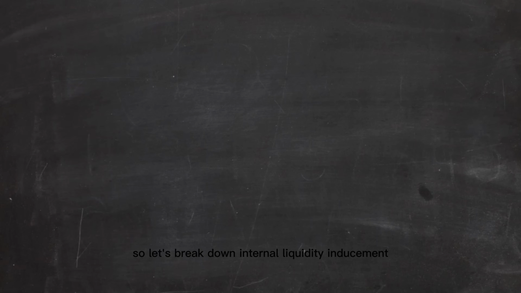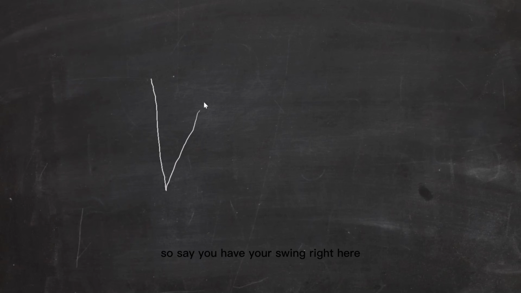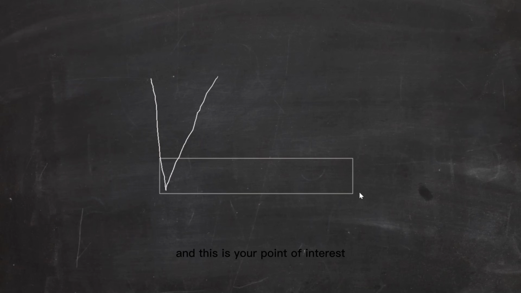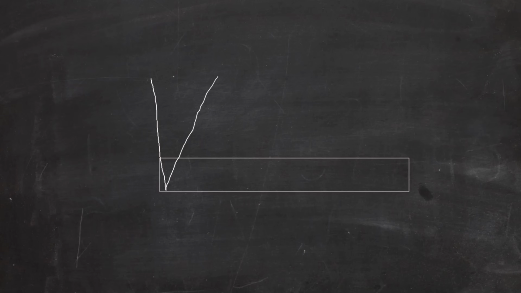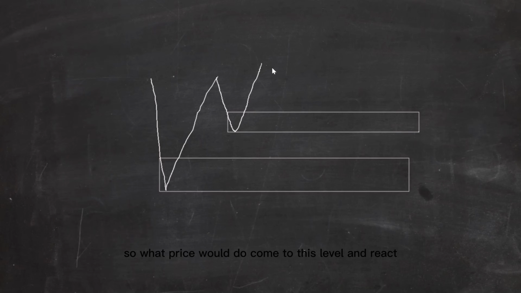So let's break down internal liquidity inducement. So let's say you have your swing right here. And this is your point of interest. So now price forms the first inducement and then it comes back up, forming a what? A level of demand, which would be another point of interest, depending on what time frame you use. So what price would do, come to this level and react.